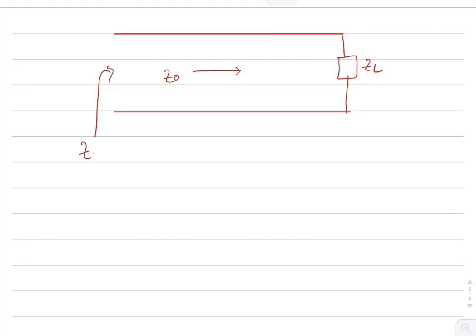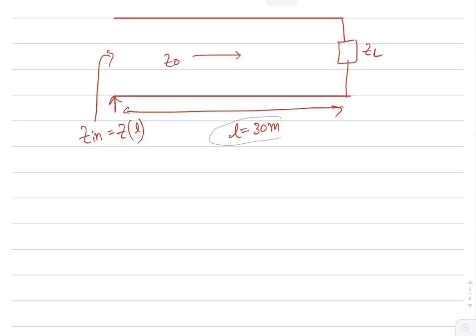Now he is asking for the input impedance, that is this point, or else you can represent it as Z of L, right? If you want to come to this point, you have to travel this distance, and the length given to us is 30 meters. In addition to this length, we have two more parameters given to us: the velocity of the wave on the transmission line and the frequency of operation.